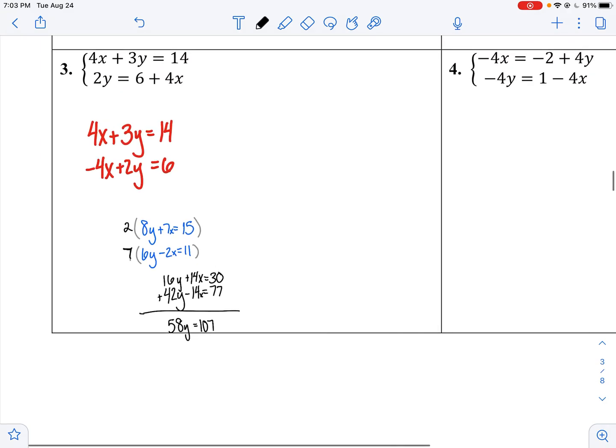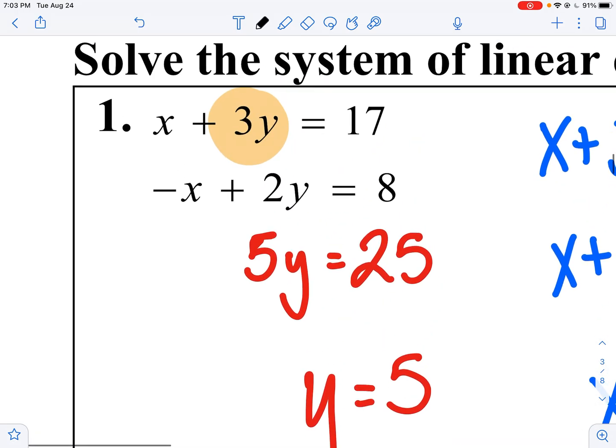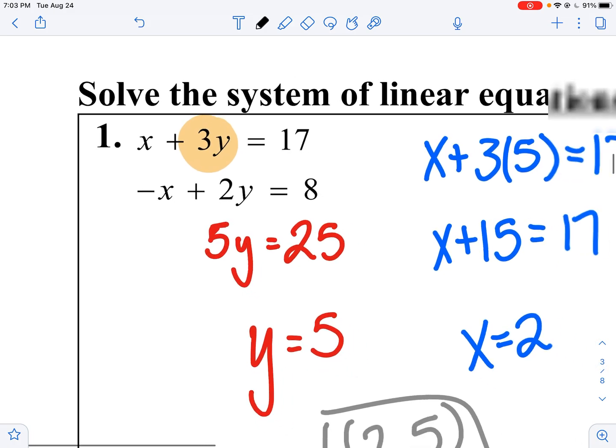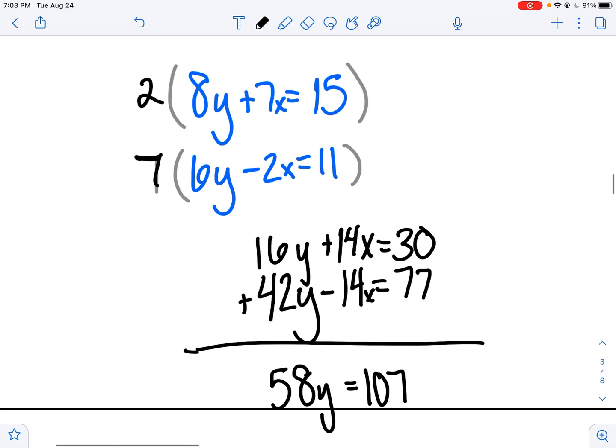So quick recap, how do I identify elimination? No variables are isolated. If you already have opposite coefficients, then you're good to go. You can just eliminate those. But if you don't, what you can do is multiply both equations by different numbers so that you get opposite coefficients.